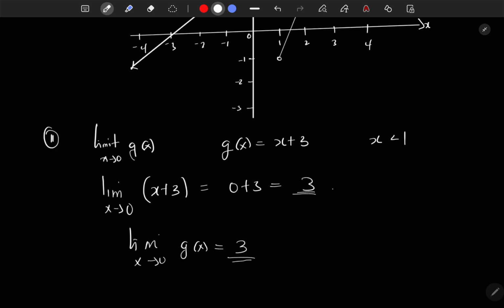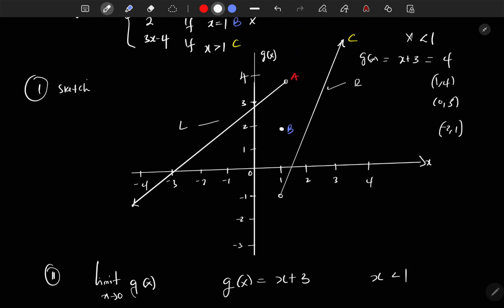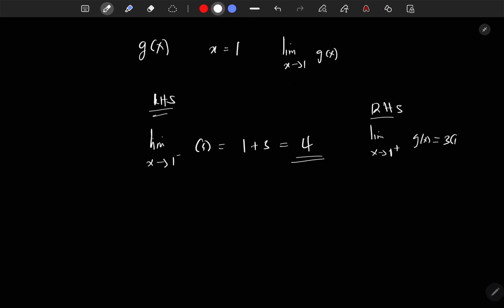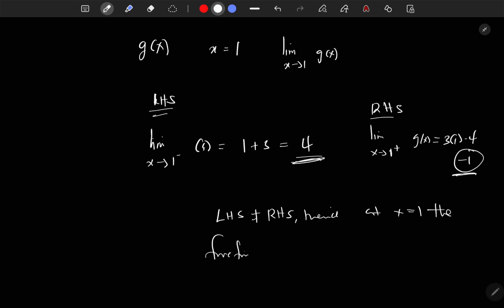Now in this case, the g of x we are getting is the one on the right side, which is 3x minus 4. So this becomes 3 times 1 minus 4, to give me negative 1. The question is, is this equal to that? No. So the left hand side is not equal to the right hand side. Hence, at x equal to 1, the function g of x is not continuous. That's all. You're welcome.